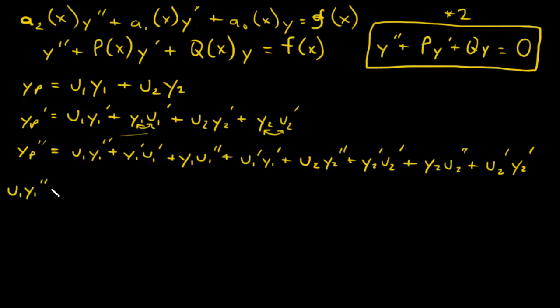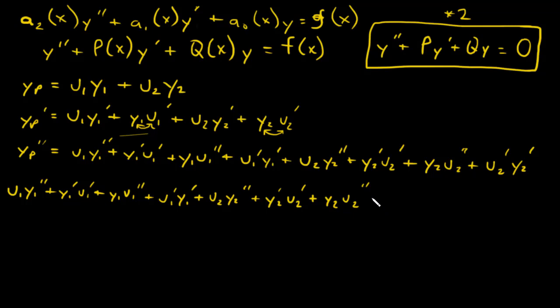u1 y1 double prime plus y1 prime u1 prime plus y1 u1 double prime plus u1 prime y1 prime plus u2 y2 double prime plus y2 prime u2 prime plus y2 u2 double prime plus u2 prime y2 prime. 1, 2, 3, 4, 5, 6, 7, 8. Yep, got all the ones I needed.